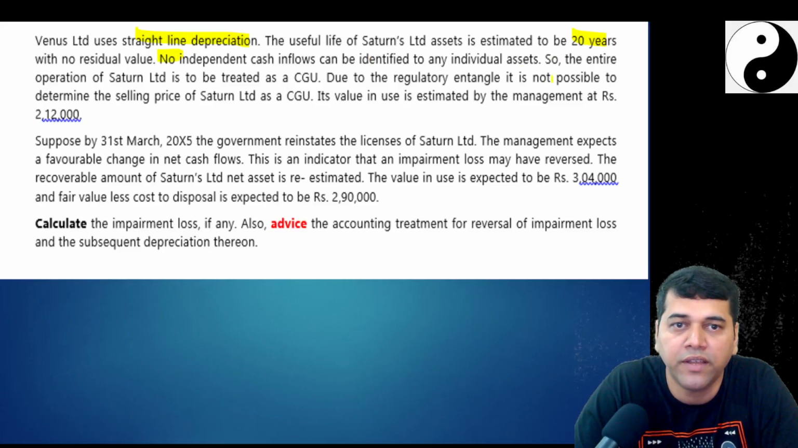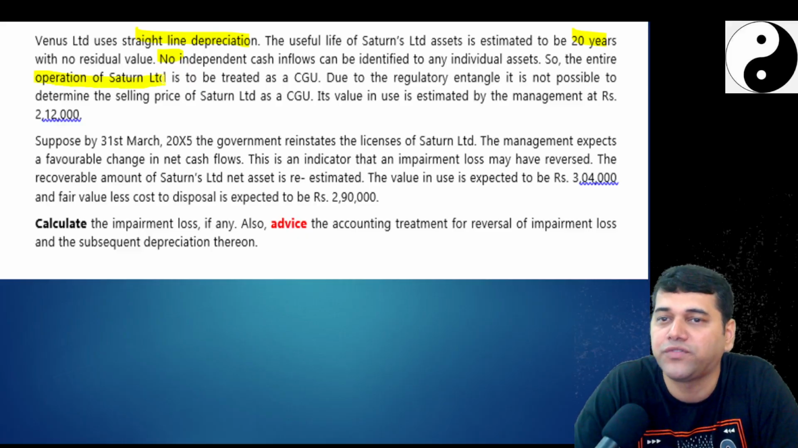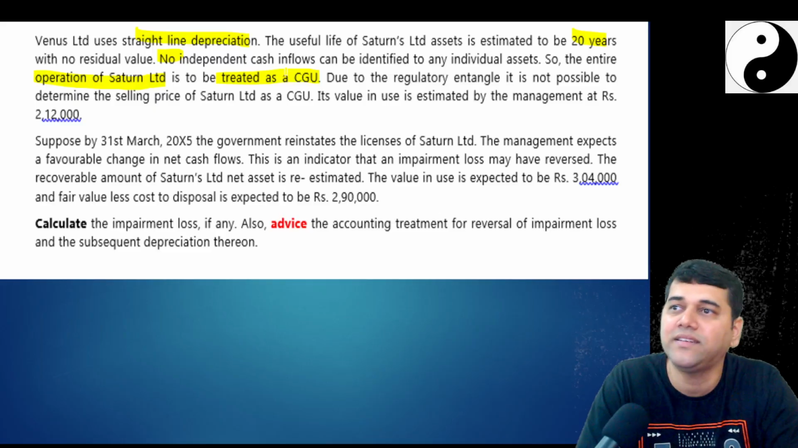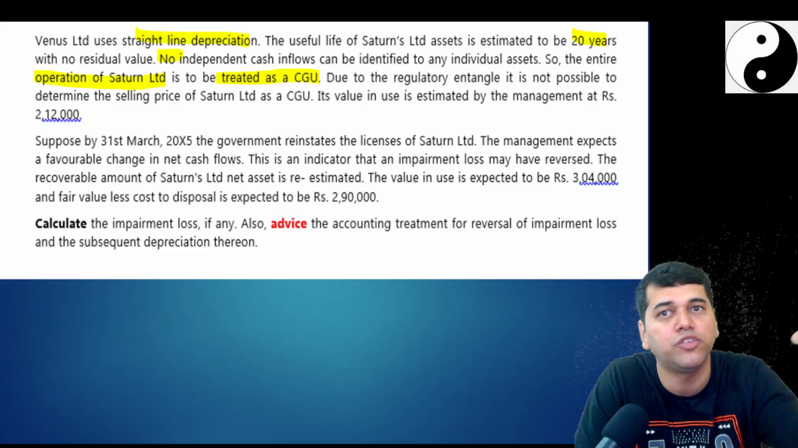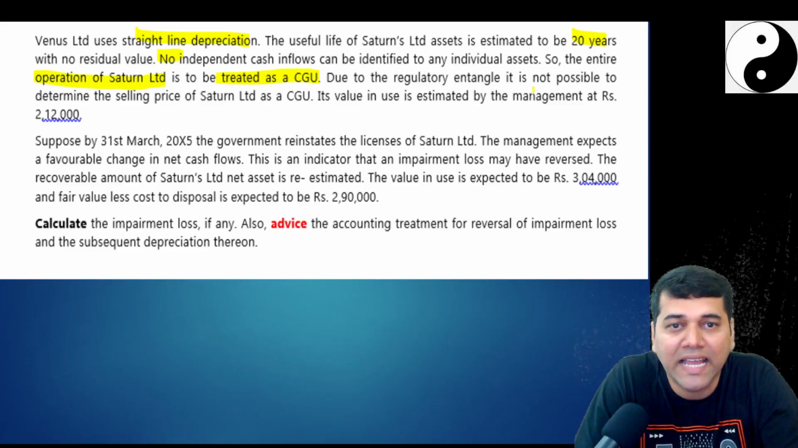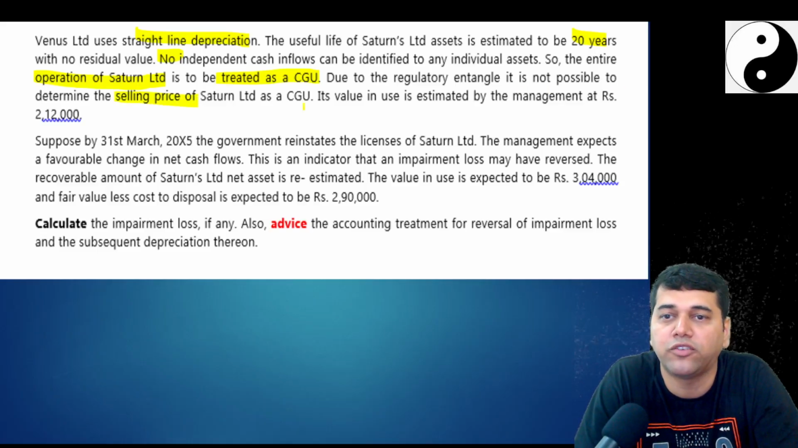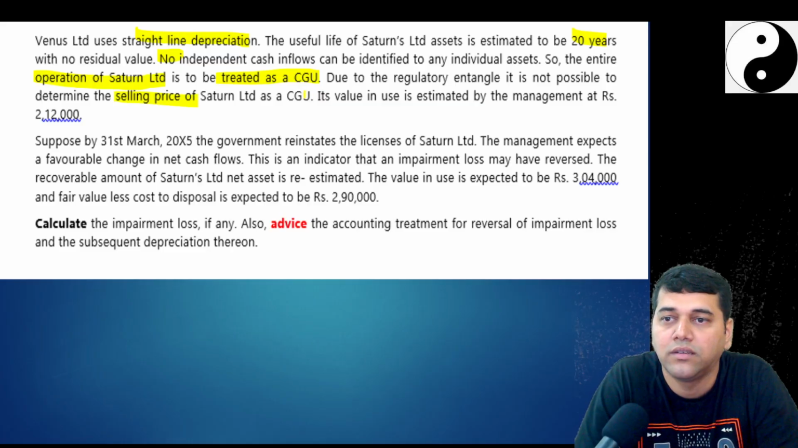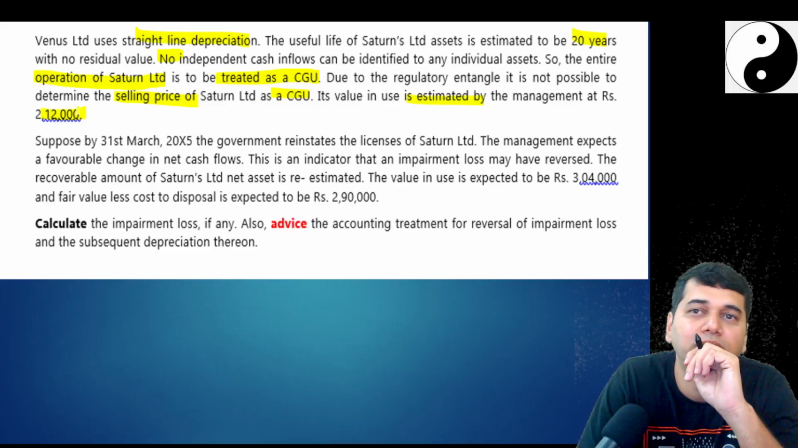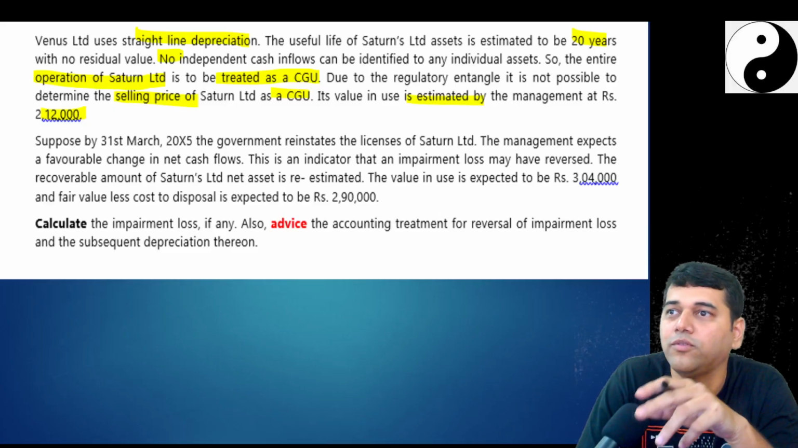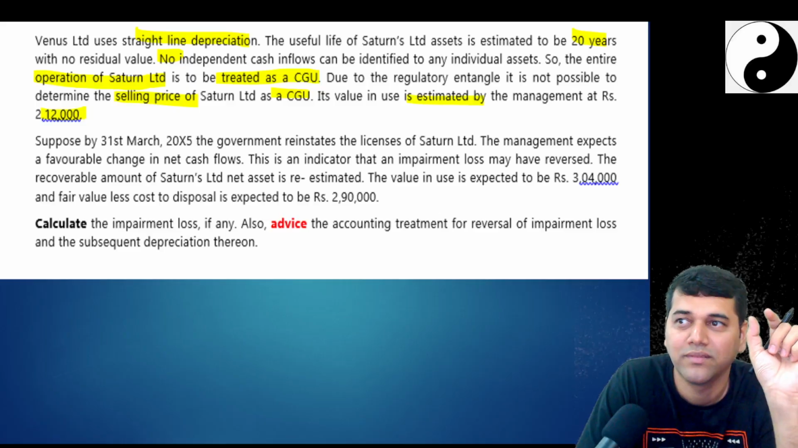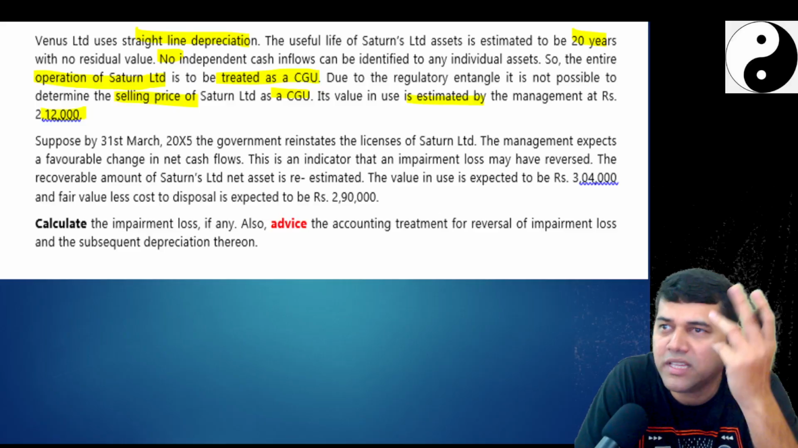Independent cash flows cannot be identified for any individual assets. You cannot identify. So the entire operation of Saturn is to be treated as one CGU. All net assets together are one CGU, because none of the individual assets can earn cash flow on its own. And due to the regulatory entanglement, it is not possible to determine the selling price of Saturn. So its value in use is estimated to be 2,12,000. What did you understand by now? So what is my recoverable amount? Same. We did one small problem there. So if the fair value is not there, leave it.